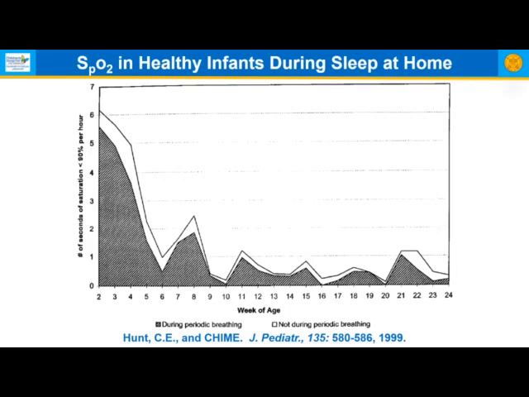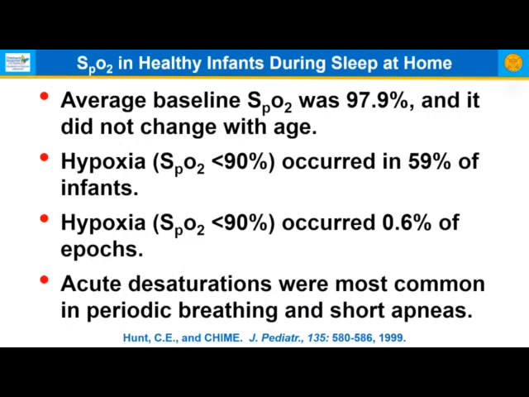This plots the number of seconds of desaturation, defined as less than 90% oxygen saturation during sleep, again, versus age. And you can see that, first of all, we're talking about seconds. So this is not a lot of time, but you can see it's more common in the first, let's say, month and a half or so, 6 weeks, and less common as the infant ages in the first 6 months of life. Overall, the study showed that the average baseline oxygen saturation was about 98%, and it did not change with age. Hypoxia, that was defined as an oxygen saturation less than 90%, occurred in 59% of infants, and it occurred about 0.6% of the time, or more strictly speaking, in 0.6% of epochs. Acute desaturations were most common in periodic breathing or short apneas.